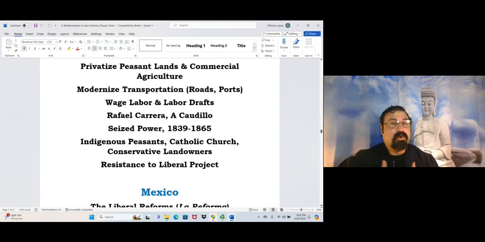Again, so his main supporters are the indigenous peasants who had been dispossessed, the Catholic Church, because it also was the target of the privatization schemes of the liberals, and of course the conservative landowners. So again, this is a coalition of forces, all of whom are considered conservatives.